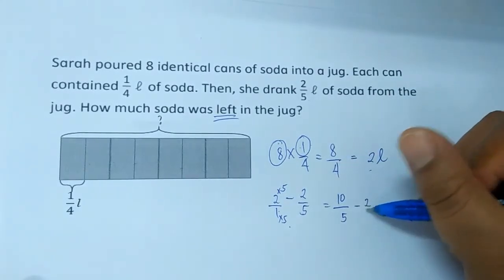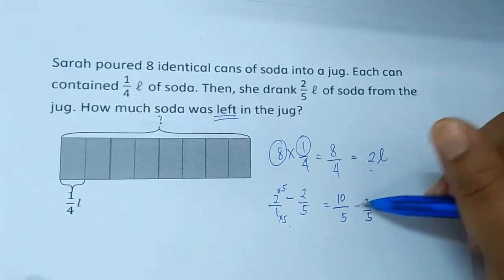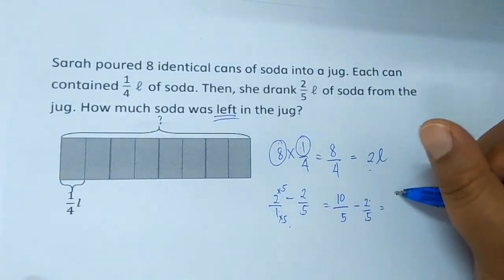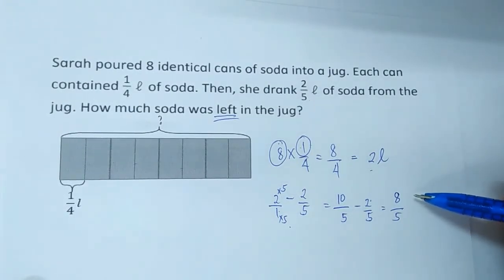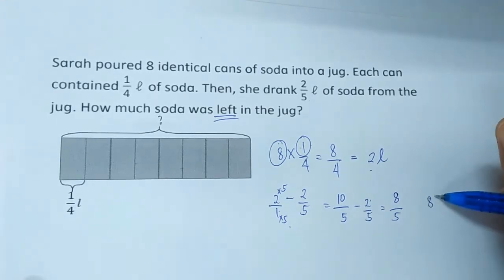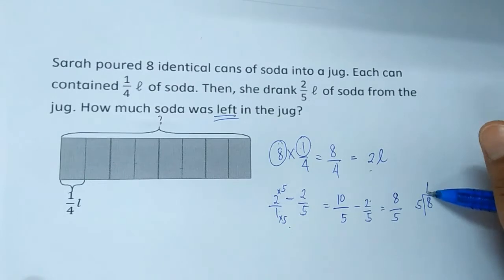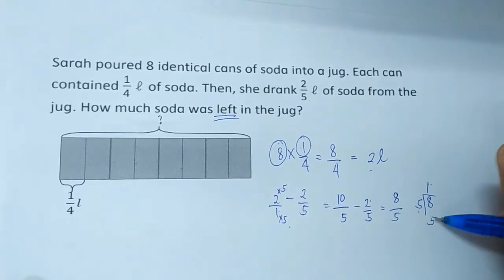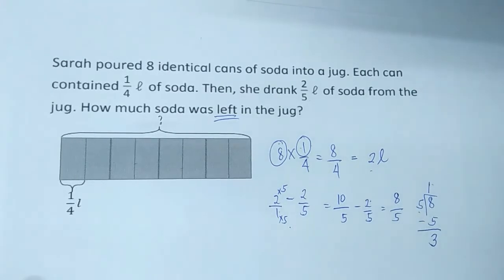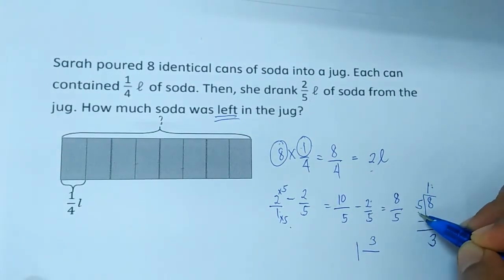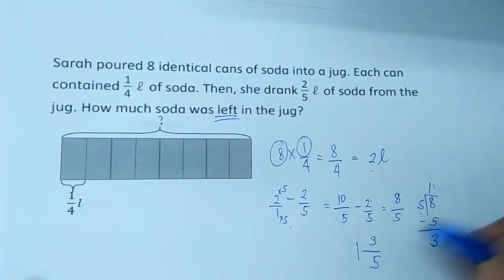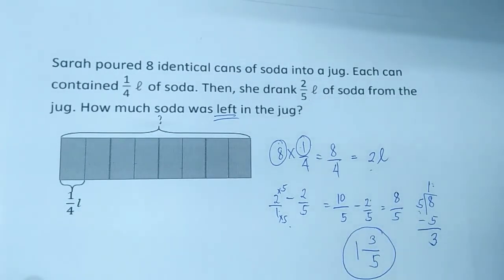Then copy 2/5. 10 minus 2, it's 8/5. This is an improper fraction, so we need to make it into a mixed number by dividing. 8 divided by 5 is 1. 1 times 5 is 5. Subtract, we have 3. So how to write this into a mixed number? The answer will be the whole number. The remainder will be the numerator, and the divisor will be the denominator. So we have 1 and 3/5.